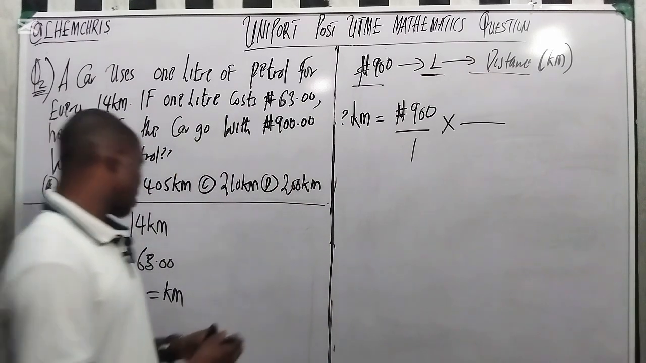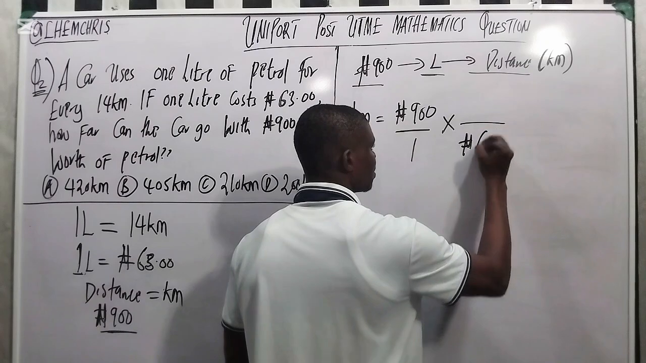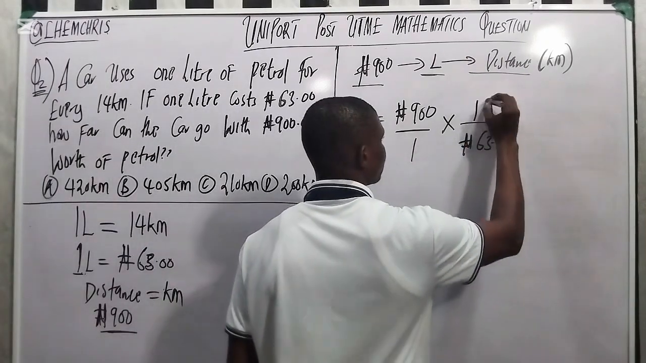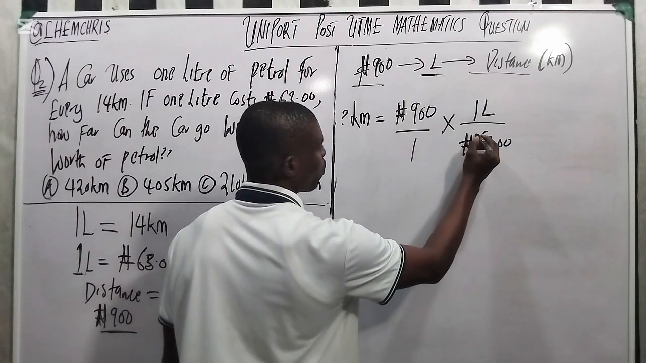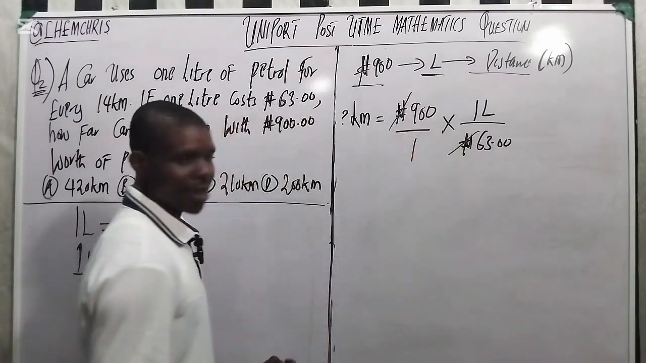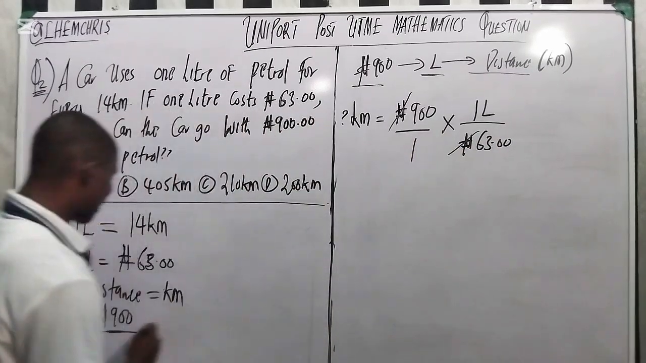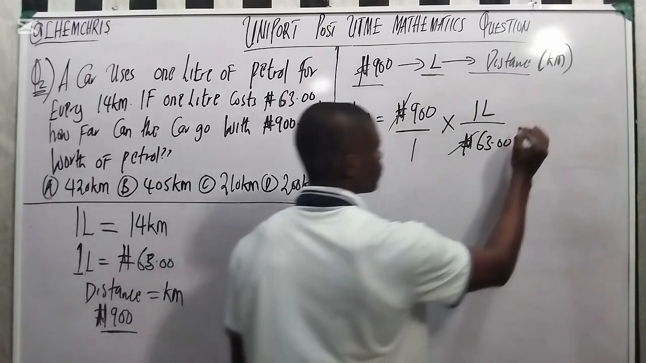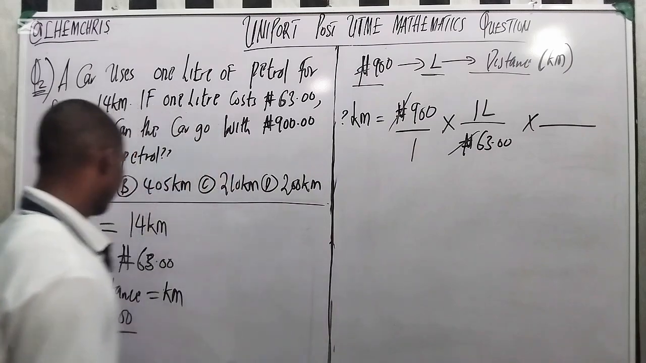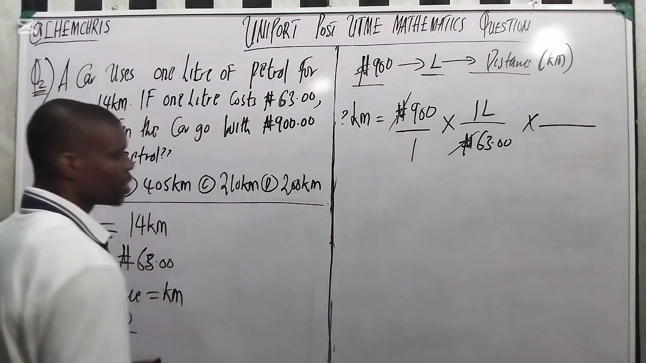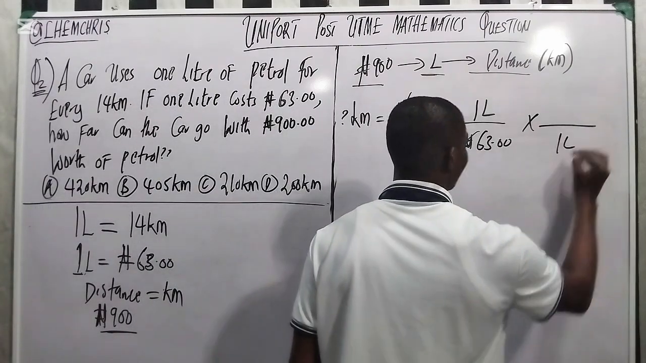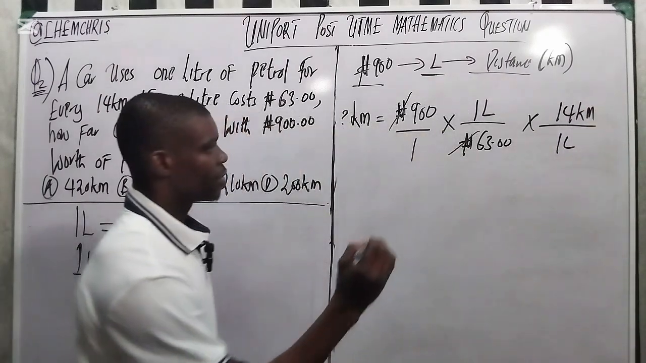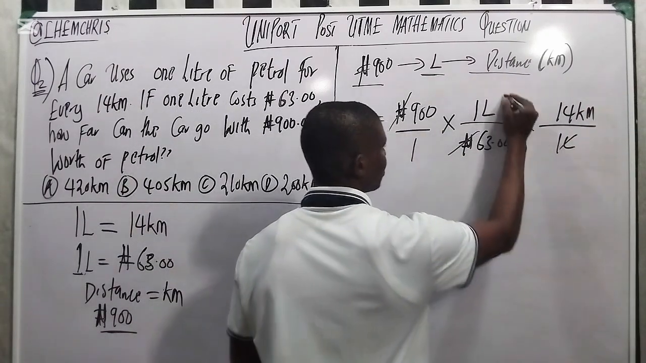63 naira will come to the down, while 1 liter will go to the top. So this one can cancel this guy here. So then here we have 1 liter equals to 14 naira. So go to the times. Here we have the 1 liter will go to the down. So here we have 1 liter. Here we have 40 kilometer. So this liter will cancel the kilometer here.